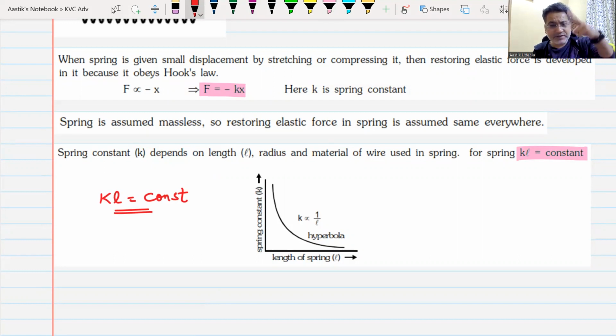For example, if I cut a spring into two halves, the length of each half becomes half of the original length. What will be the effect on spring constant of that spring? The spring constant of those two springs will become 2 times. Do we understand this? Yes, sir. If I cut a spring into 3 equal parts, the spring constant of any part will become thrice. So K into L for a spring is always constant. Everyone understands this. Yes, sir.